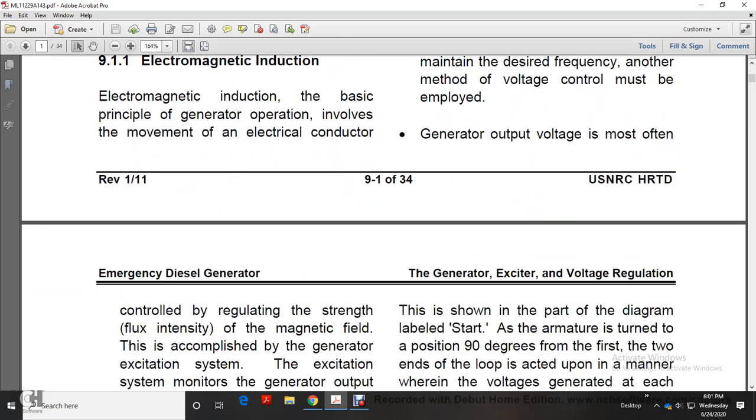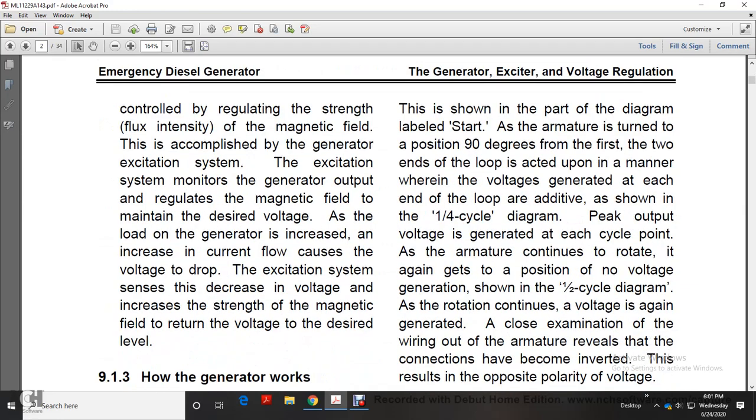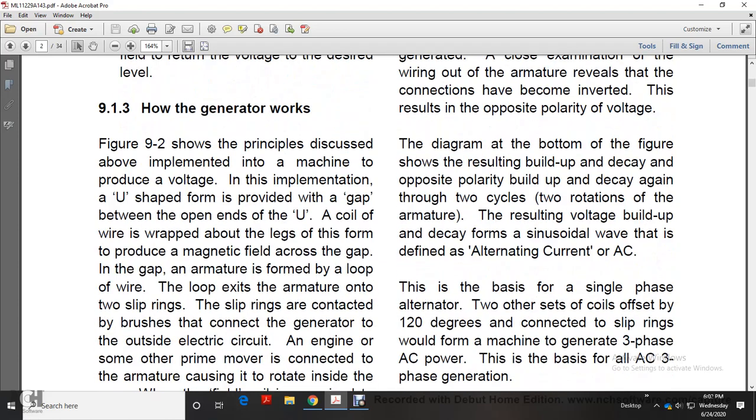Generator output voltage is most often controlled by regulating the strength, or flux intensity, of the magnetic field. This is accomplished with the generator excitation system. The excitation system monitors generator output and regulates the magnetic field to maintain the desired voltage. As the load on the generator is increased, the increase in current flow causes a voltage drop. The excitation system senses the decrease in voltage and increases the strength of the magnetic field to return the voltage to the desired level.